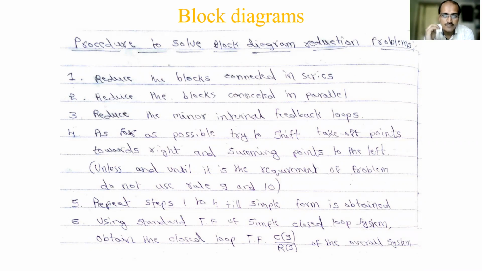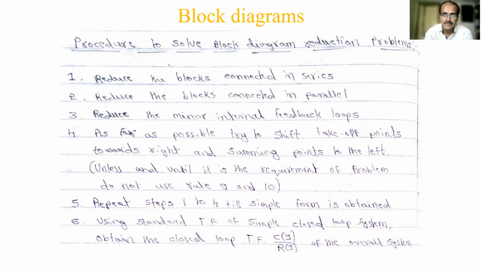Normally the simple problems will be up to rule 3. So if any problem is there, then you will take up the next part. The next part is about rule number 5, 6, 7, 8. Rule 4 is rarely used. Interchanging the summing point is not going to affect much, so you can do it easily. But rule number 5, 6, 7, 8.